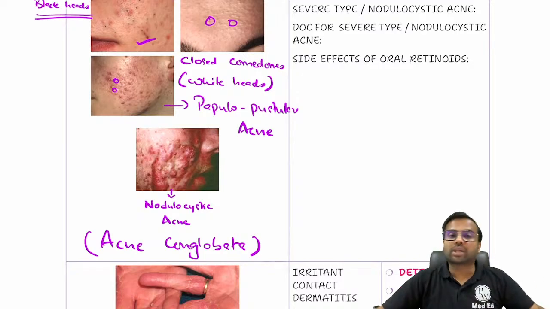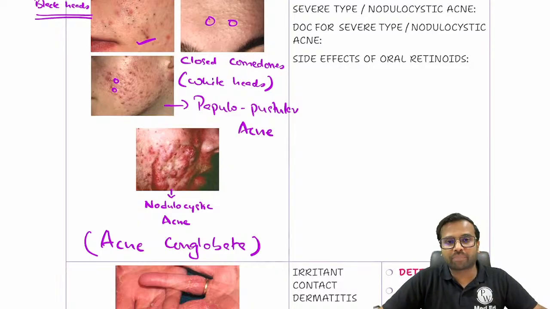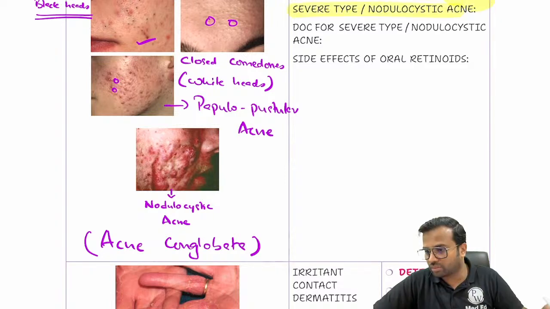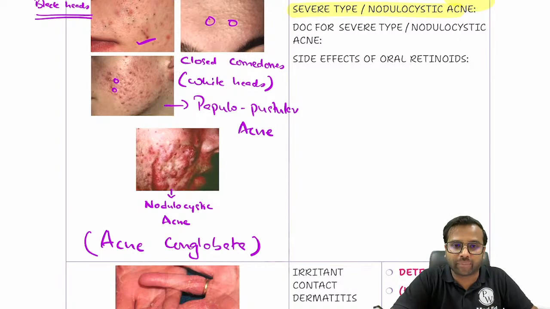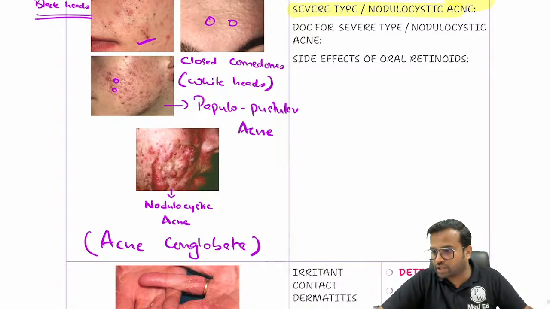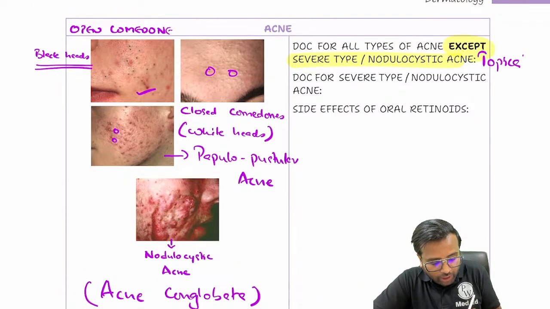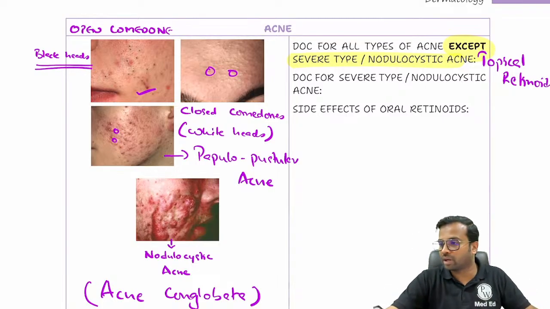So now let us talk about some of the treatment of acne vulgaris. Okay? In acne vulgaris, can you tell me what would be the treatment in all the types of acne except for severe acne? Yes, very good. So Harsh is answering it right. So here it should be topical retinoids.